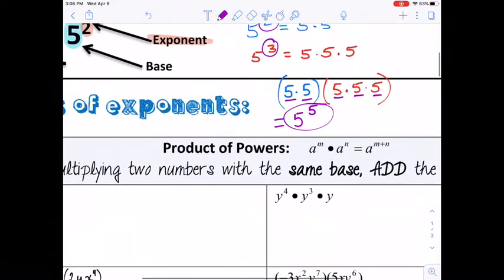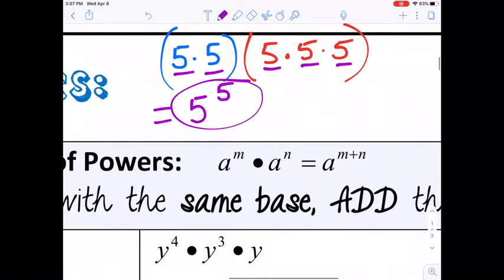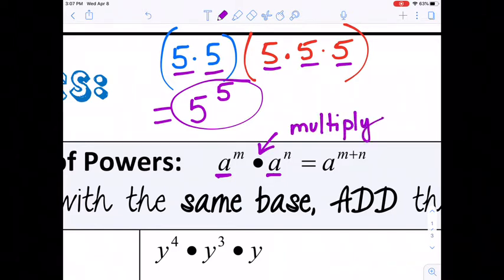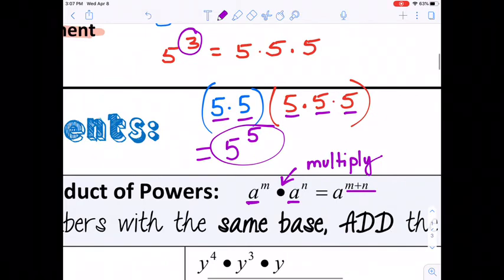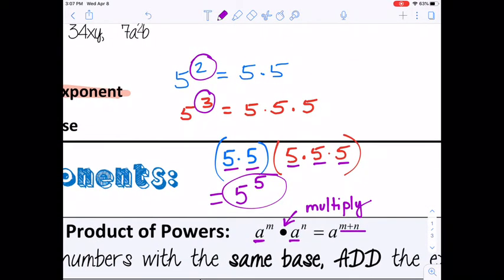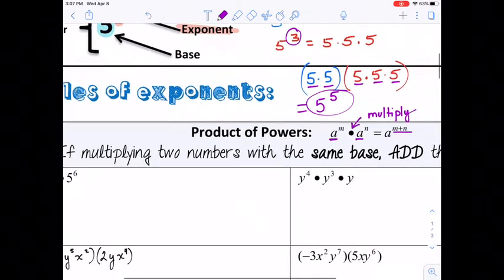So the first rule is that if you have the same base, you have to have the same base. Here the base is A. And we're multiplying. This doesn't work if we're adding, only when we multiply. Then you add the exponents together, just like we did up here. 2 5s being multiplied plus 3 5s being multiplied means I have 5 5s being multiplied.